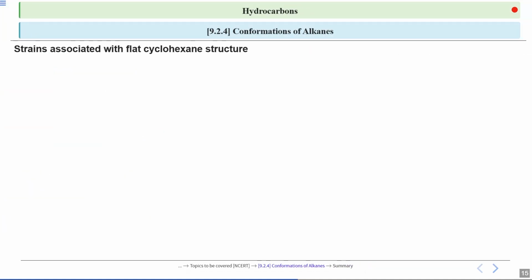So we'll see how we are saying that we have a much more stable conformation of cyclohexane rather than the planar hexagonal one. So what is the problem with this flat cyclohexane structure? First, let us talk about the bond angle strain. The first type of strain that we are encountering is the bond angle strain. In a flat cyclohexane, the bond angles are forced to be 120 degrees, which is not ideal for a molecule.